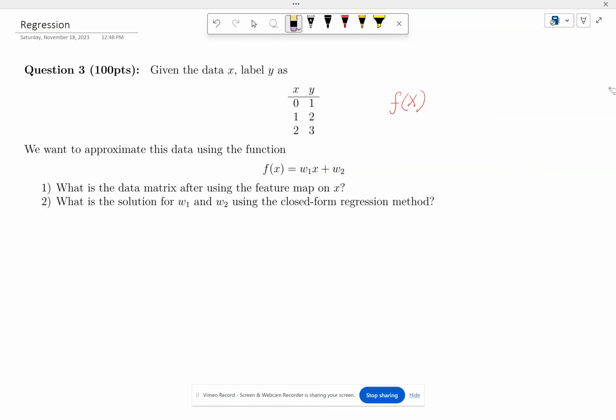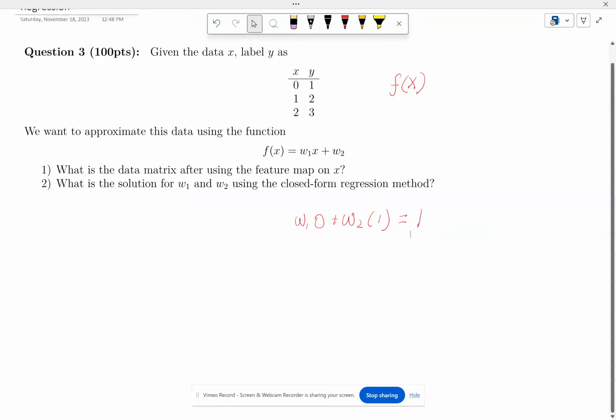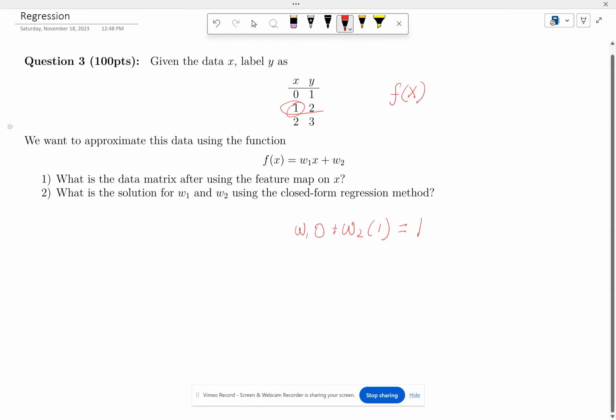Given that we have 3 points, why don't we plug the first point in? If you plug the first point into x, then it's going to be 0 times W1 plus W2 times 1. And ideally, we wanted to output 1. So given 3 points, we're going to be able to get 3 equations out of it. For the second point, if we plug 1 in here, times W1 plus W2 times 1, it's going to equal 2. So that's from this equation here.